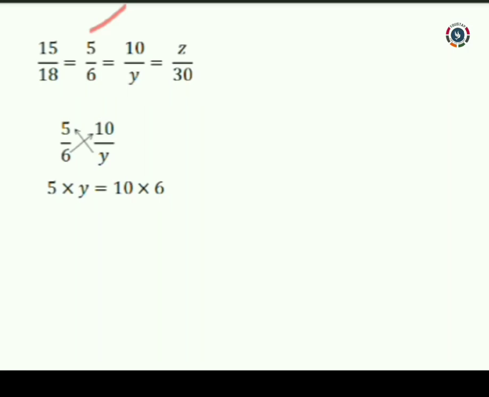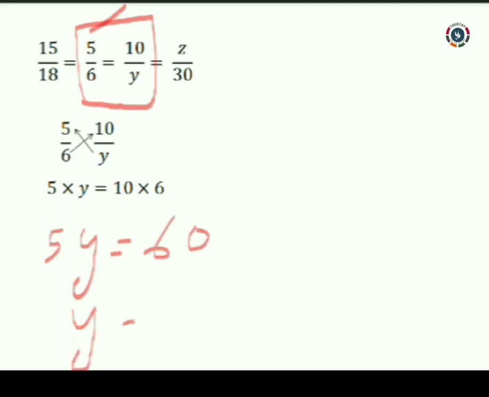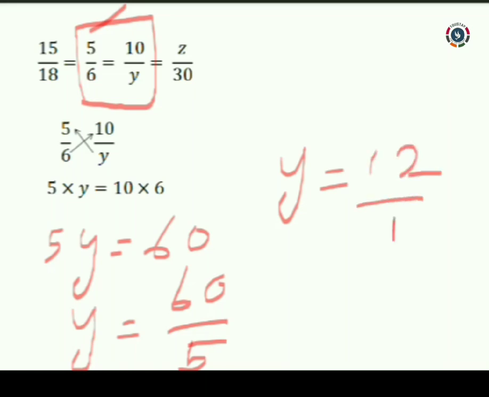Substitute the x value. So 5 by 6 equal to 10 by y. Now you have to find the y value. For finding the y value, you compare these two fractions, 5 by 6 and 10 by y. You have to do cross multiplication. You will get 5 into y, which is equal to 10 into 6. So 5y. Next, 10 into 6 is 60. Now you have to find the y value. So 60 divided by 5. 60 and 5 are both divisible by 5. So you will get the answer as 12 by 1. So your y value is 12.